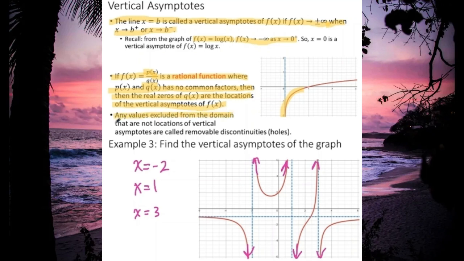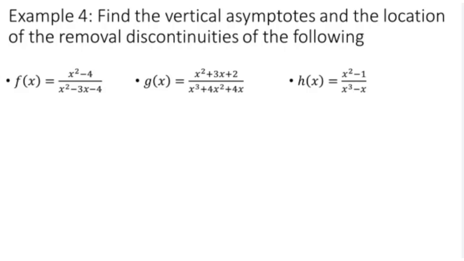Now, any value that's excluded from the domain that are not the locations of vertical asymptotes are referred to as removable discontinuities, which we often call holes for short, because we can think of them as locations where the graph is punctured at a single point. Now we're going to find the vertical asymptotes and the location of the removable discontinuities of the following functions.